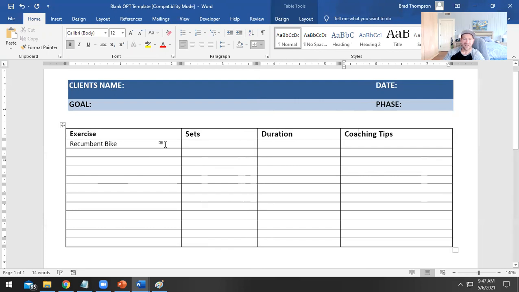So it might look something like this. You put them on the recumbent bike. You do 1 set for 30 minutes. And we say 65 to 75% heart rate max. That's pretty simple, right?